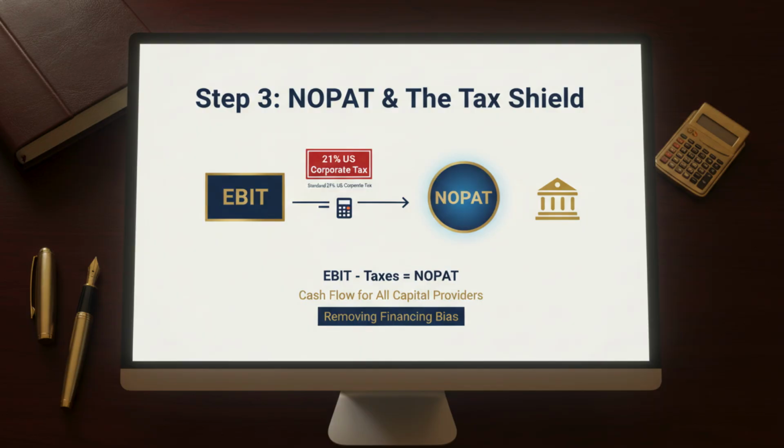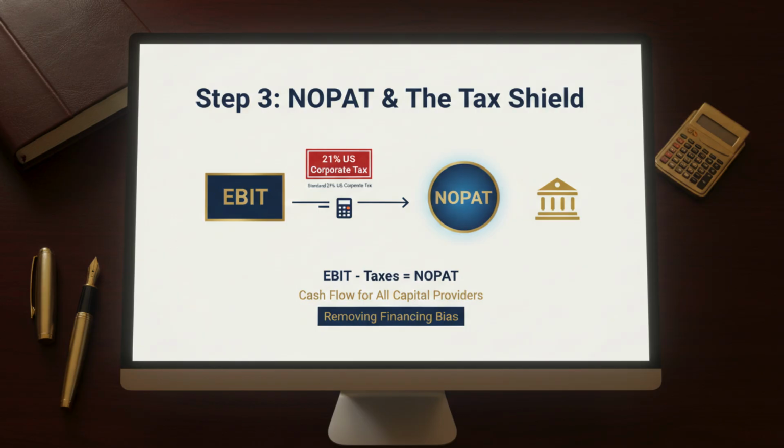First, we deduct depreciation and amortization to arrive at EBIT, or operating profit. Then we apply the effective tax rate, standardized at 21% in the US, to find NOPAT, or net operating profit after taxes. NOPAT is a critical figure because it represents the profit available to all providers of capital, both debt and equity. It's the theoretical cash flow of the business, as if it had no debt.